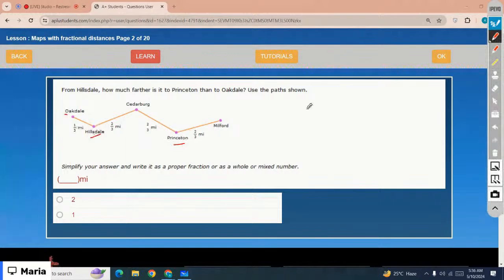Okay, from Hillsdale to Oakdale is 1 by 3, right? And from Hillsdale to Princeton, that is 2 by 3 plus 2 by 3, that is 4 over 3, right? So subtract the distances: 4 by 3 minus 1 by 3. That is 3 over 3, that equals 1. So the correct option is 1.